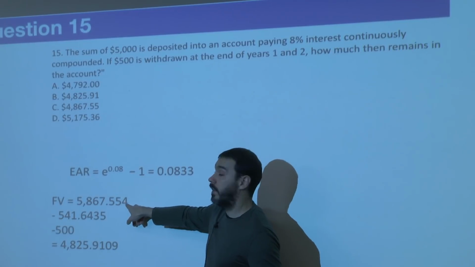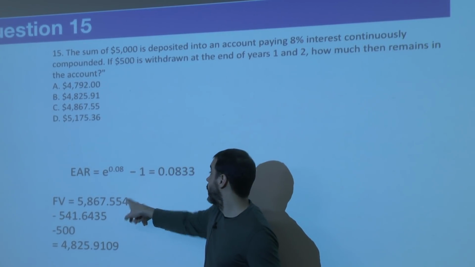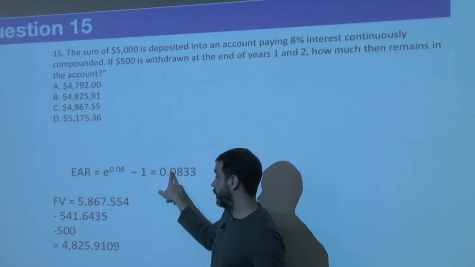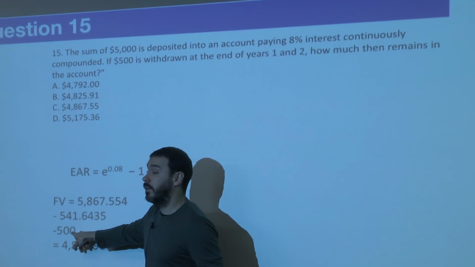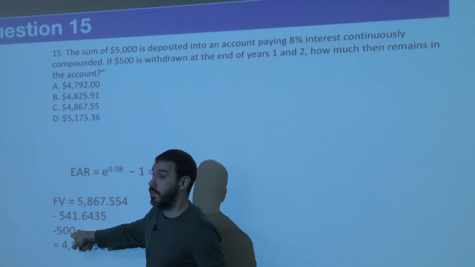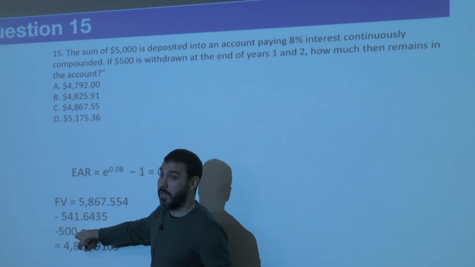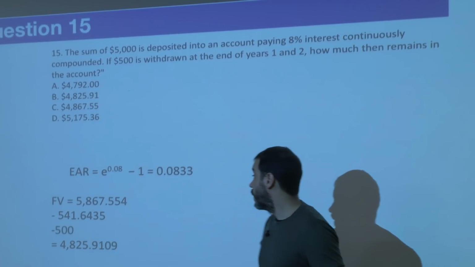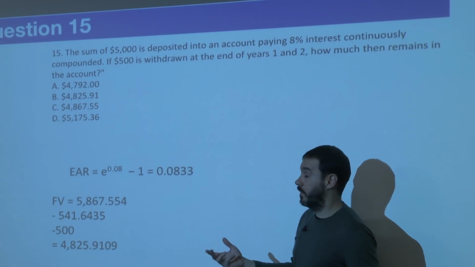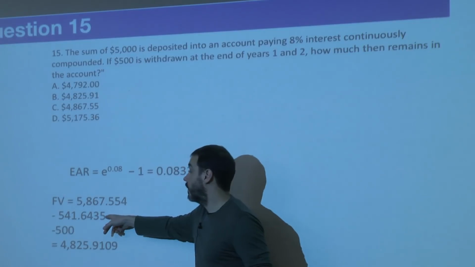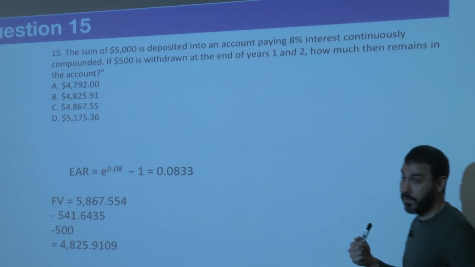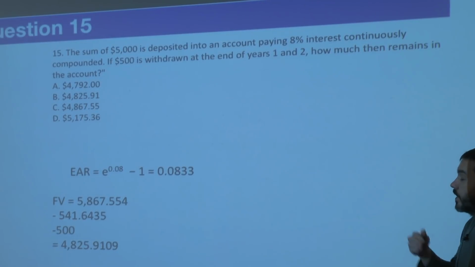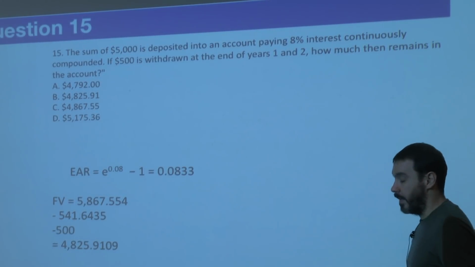This is the future value of $5,000 earning this rate for 2 years. Minus 500, this is the $500 I take out at the end of the second year. And 541.6435 is the future value of the $500 that you take out after the first year. Why isn't the second year compounded? Because the second year is, I'm at year 0, right?